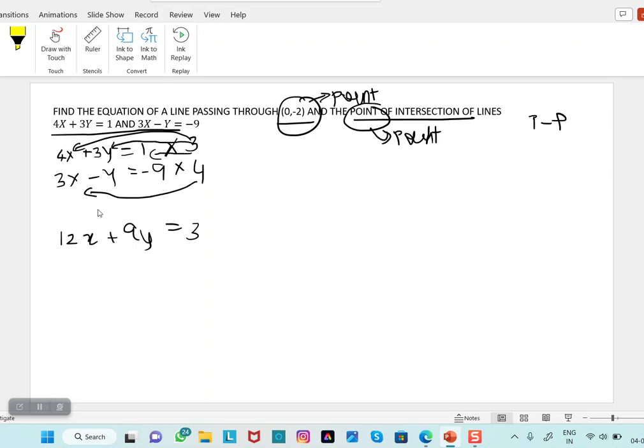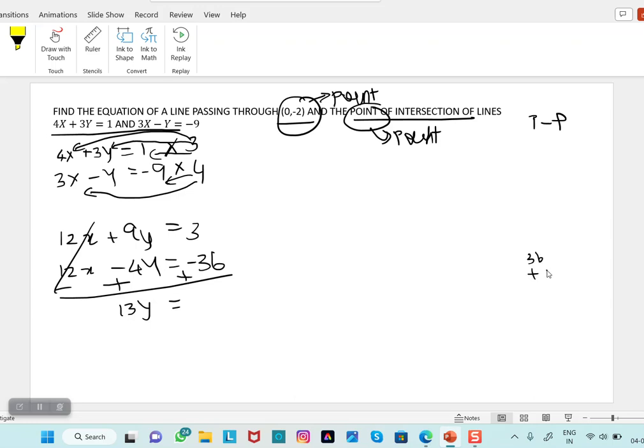Similarly, 4 gets multiplied everywhere, we get 12x, then 4 into -1 will become -4y, and 4 into -9 will become -36. We draw a line, we change the sign, this gets cancelled, 9y plus 4y will become 13y, and this will become 3 plus 36, you'll get the answer as 39. So your y is nothing but 39 upon 13, and using calculator, your answer will be 3.